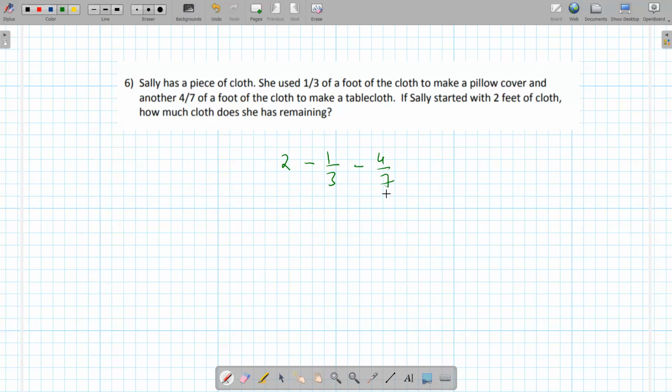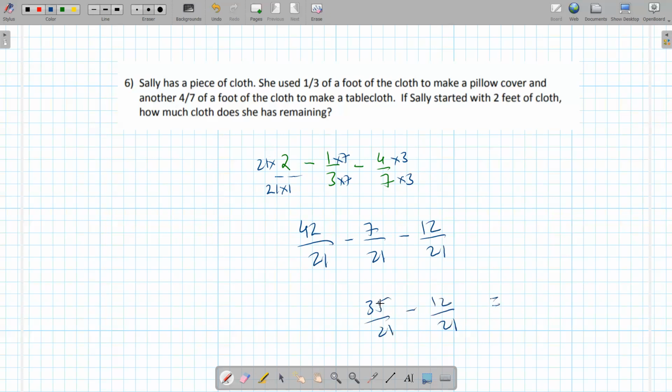So what's the next step? You find the common denominator, which is 21. Exactly. So we need to multiply everything by 21. 21 times the 1, 21 times this one is 7, and this one 3. So do 42/21 minus 7/21 minus 12/21. 42 minus 7 is 35/21 minus 12/21. So 35 minus 12 is what? 23. Yeah, 23/21. So 1 and 2/21 of cloth is remaining.